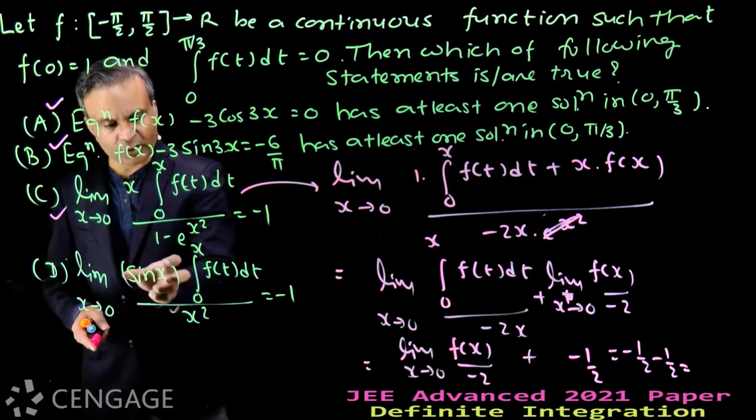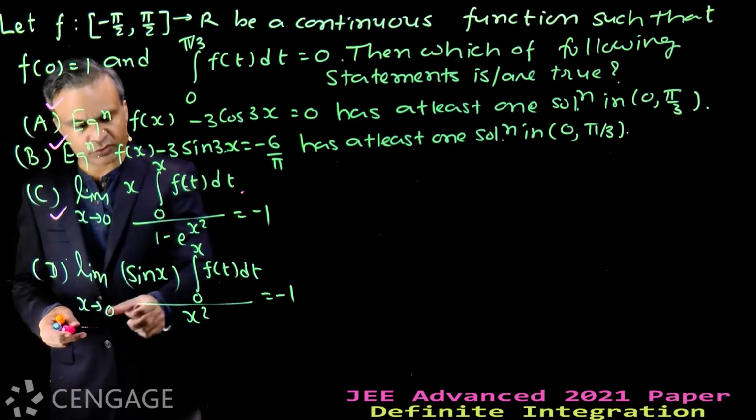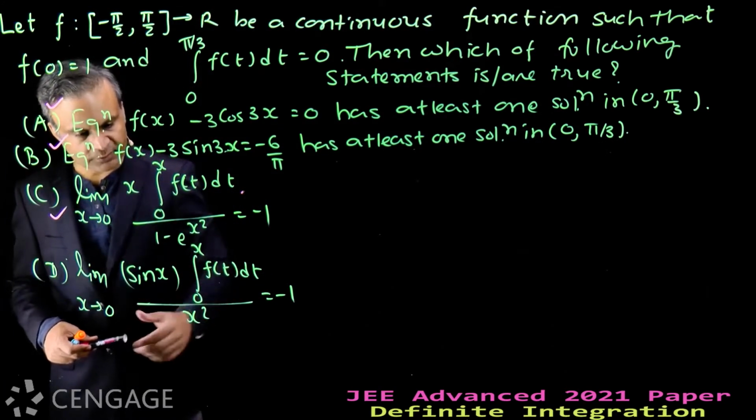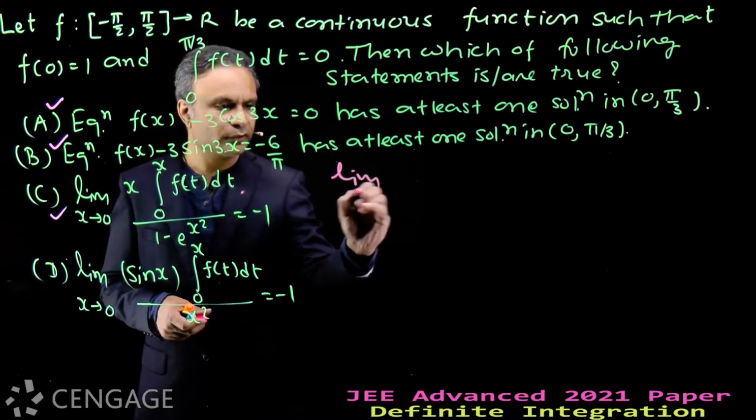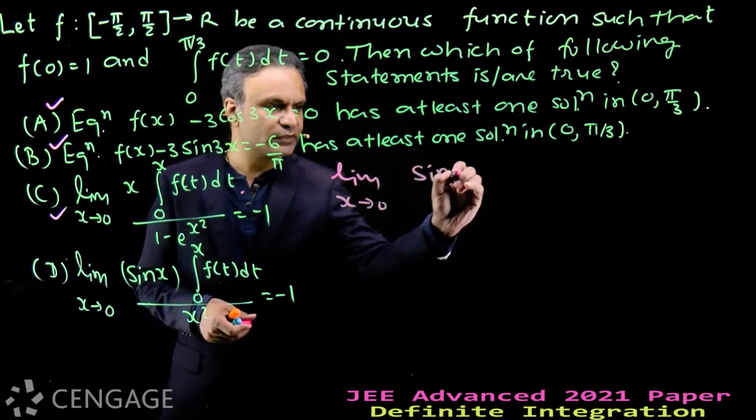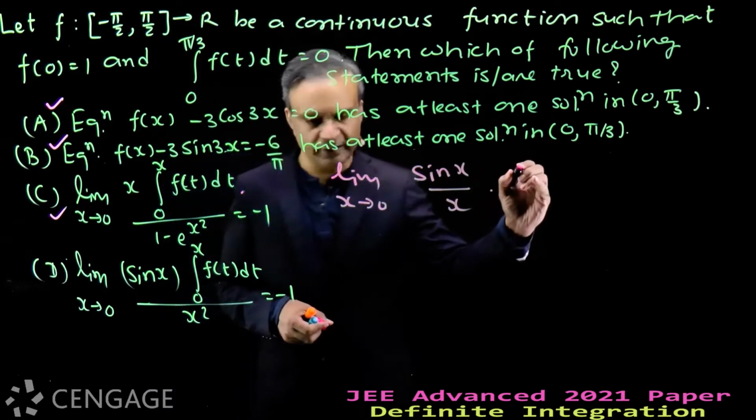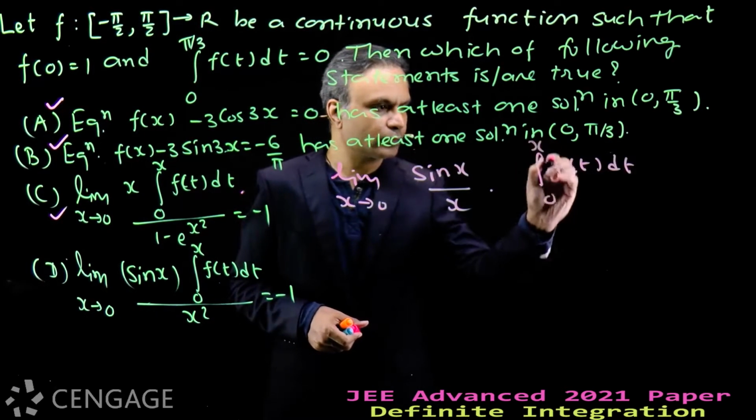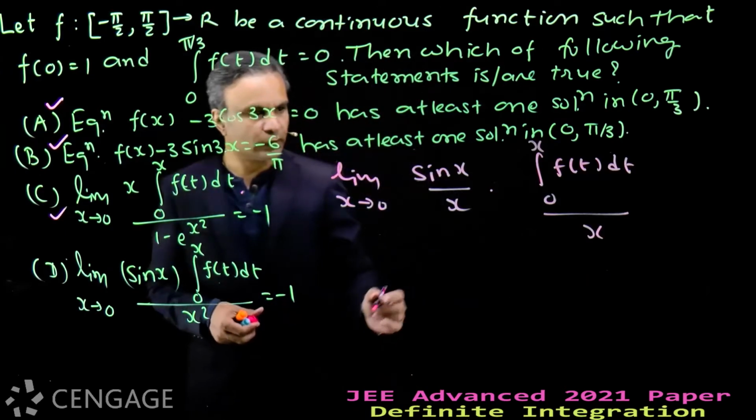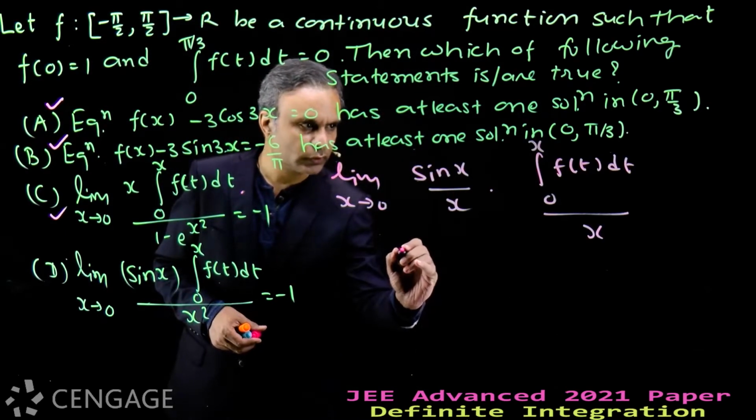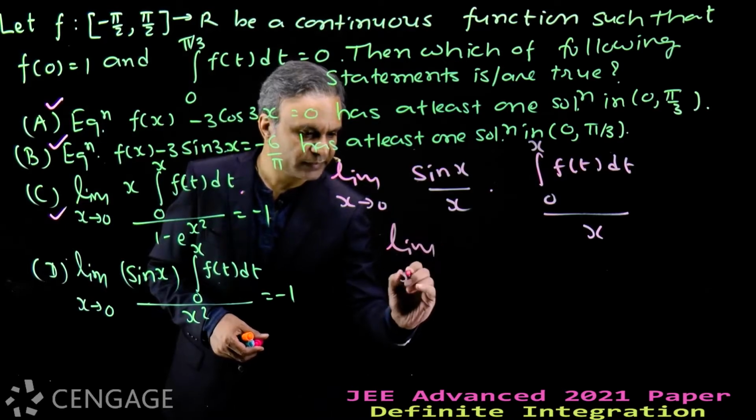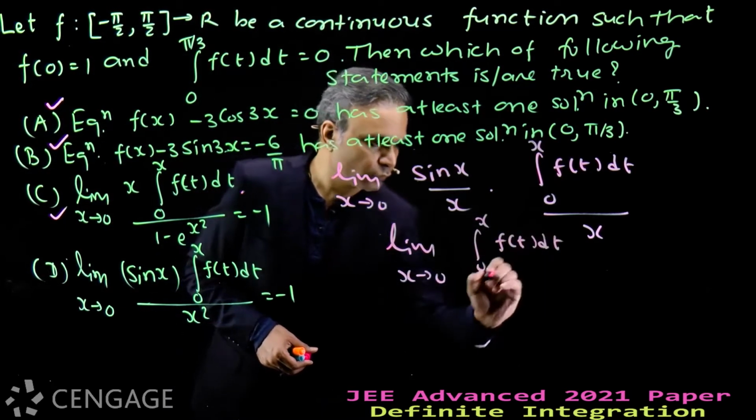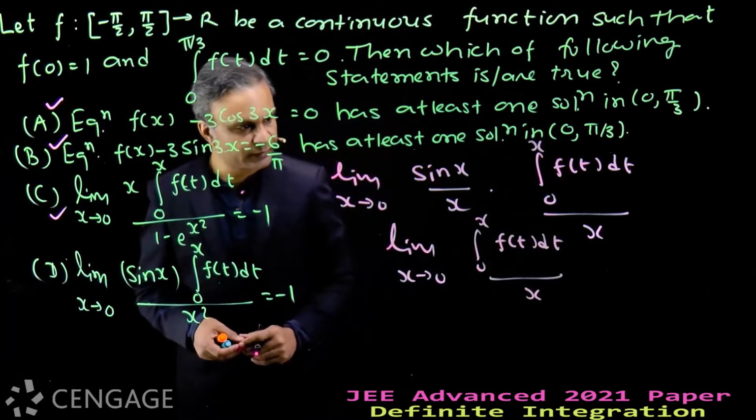Now let's check this option. Now we have here limit x tends to 0 of sin x into this definite integral over x square is equal to minus 1. Let's evaluate this limit. We can write like this, limit x tends to 0 of sin x over x multiplied by this definite integral over x. Limiting value of this is 1, so we have now limit x tends to 0 of this definite integral over x. Now this is indeterminate form.